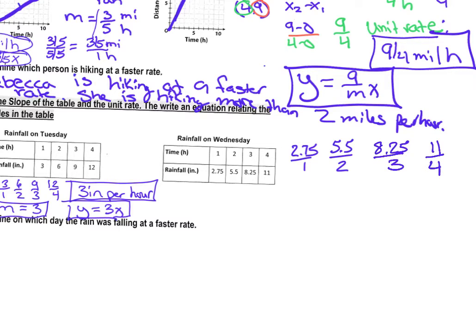So it is proportional. What's the slope? 2.75. What is your unit rate? 2.75. Y equals 2.75x.